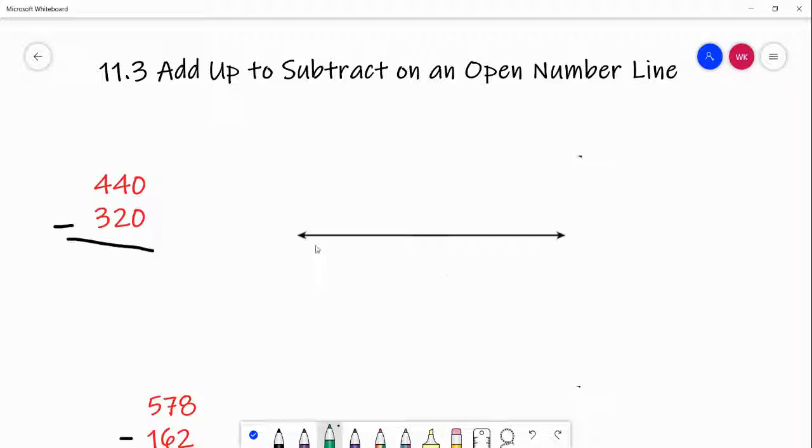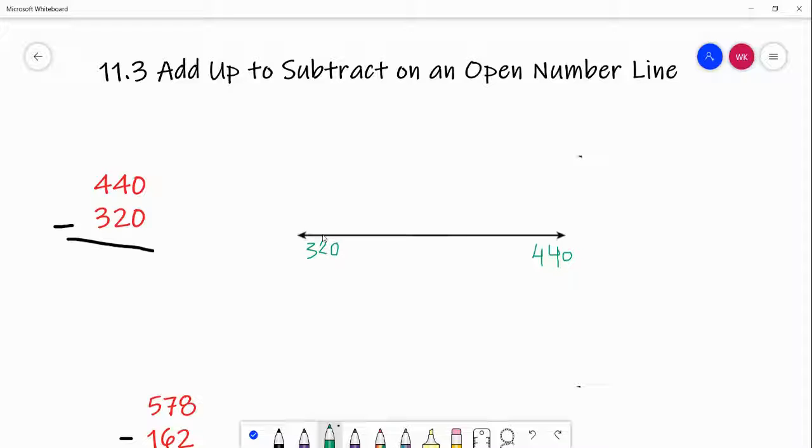So the first thing that we want to do is write our problem down on our open number line. So we are going to put 440 on the right because that is our larger number, our bigger number. And then we're going to put 320 down on the left side because that's our smaller number, or has less value than 440. So we are going to add up now.